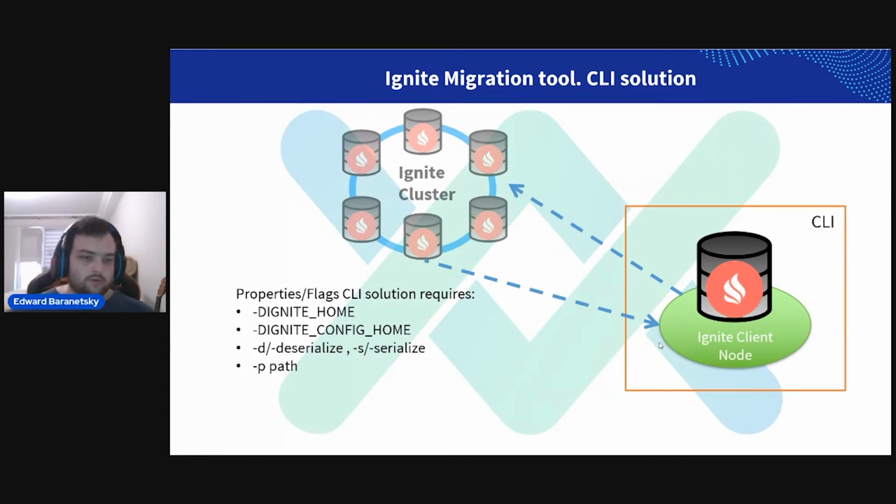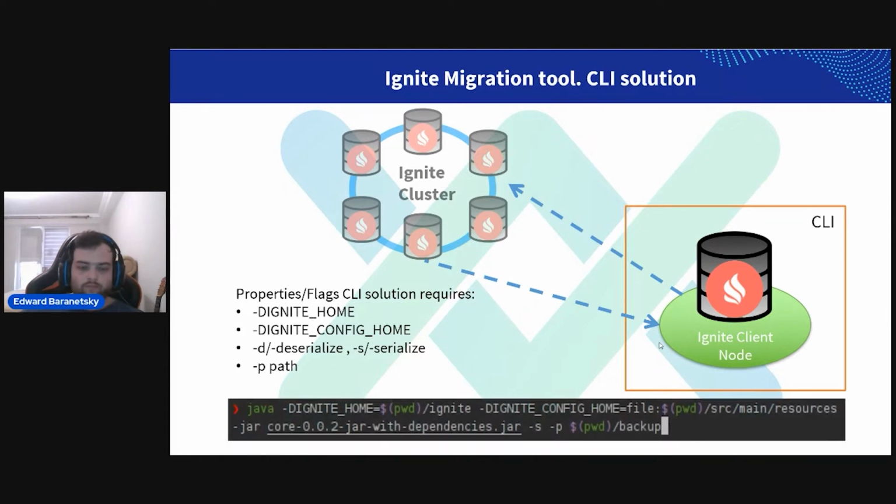The next flags are serialize and deserialize. Those flags are used to configure the CLI tool to prepare a backup in case of serialize, and deserialize to read all the data from a backup back to the Ignite cluster. For the flag path, I think it is obvious. So this is an example of such a command. As you can see, we provide a core Java jar with dependencies. This is a special jar which includes all dependencies inside it and can be used as is.